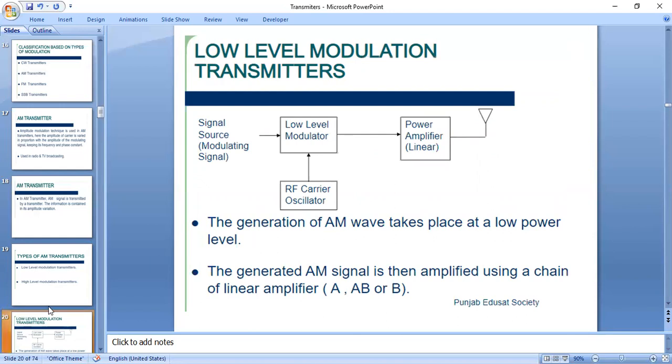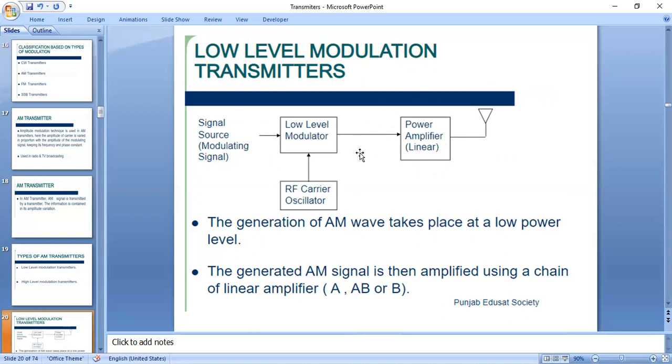So this is the general block diagram representation of a low level AM transmitter. So we have a low level modulator. For this modulator, the modulating signal m(t) is the input message signal, and the carrier will be generated from the carrier oscillator, that is also called the RF signal. After the modulation, we will get the modulated signal here, and this will be amplified by the power amplifier.